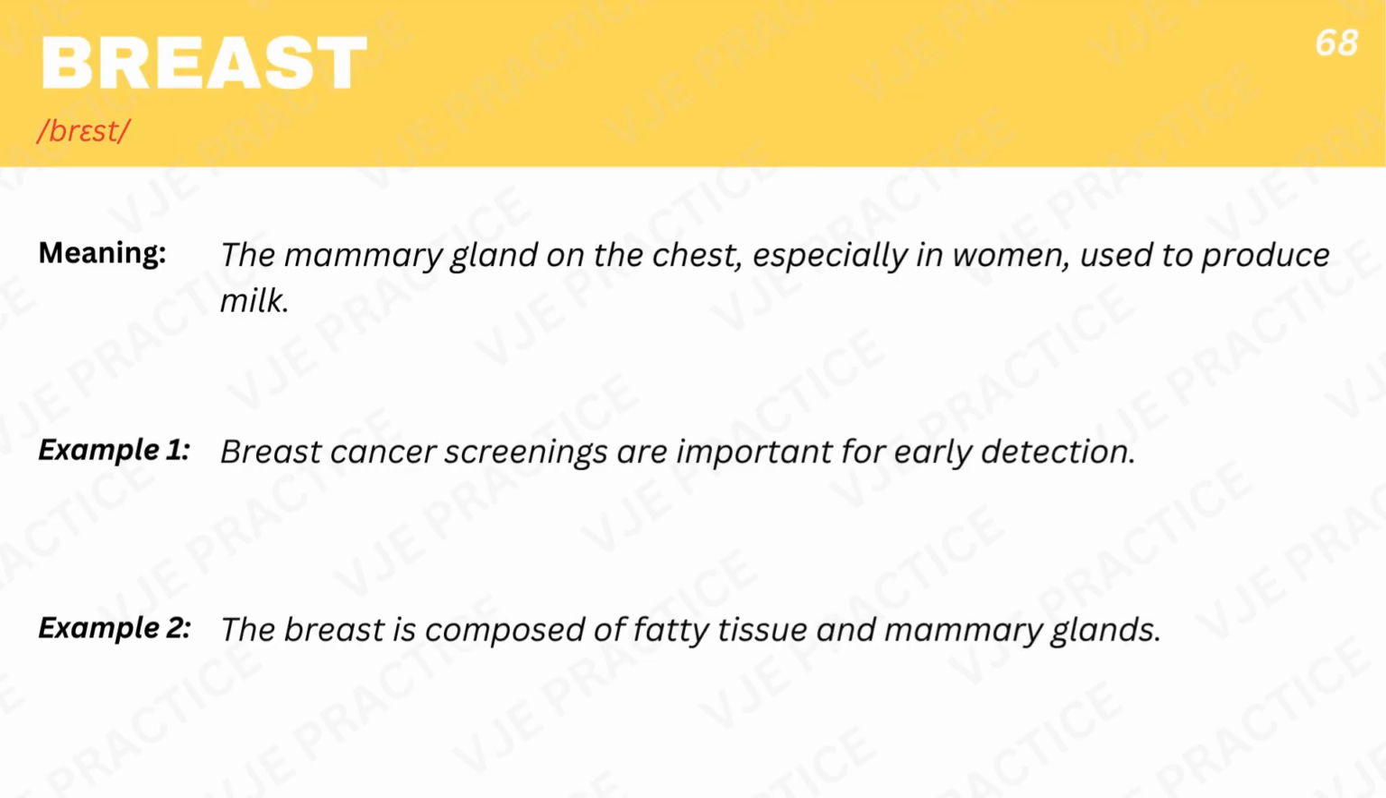Breast, the mammary gland on the chest, especially in women, used to produce milk. Example 1. Breast cancer screenings are important for early detection. Example 2. The breast is composed of fatty tissue and mammary glands.